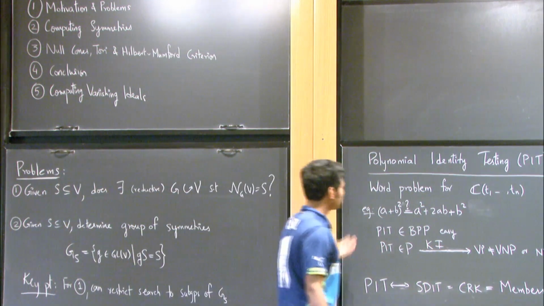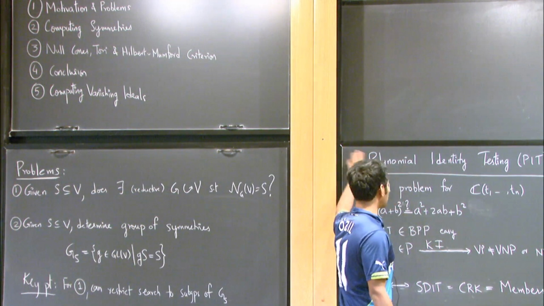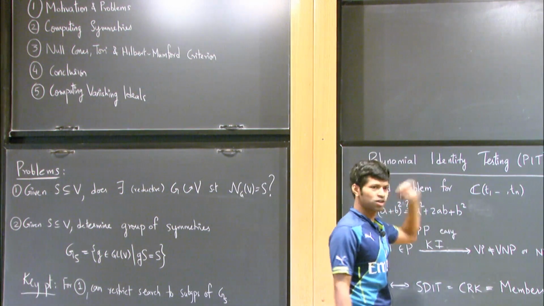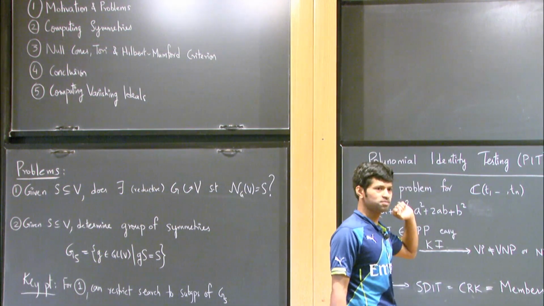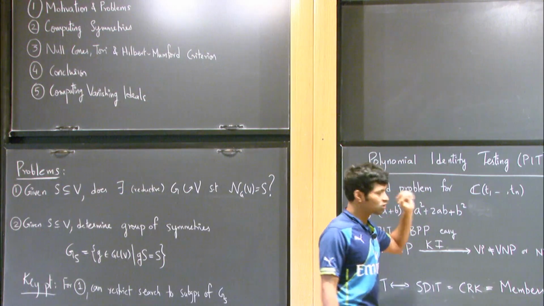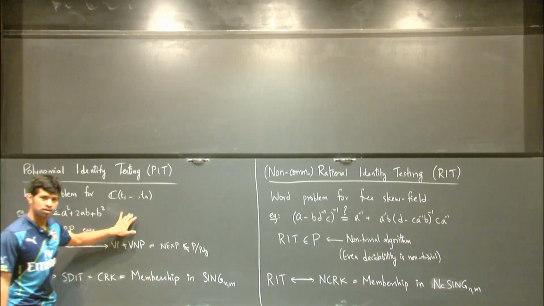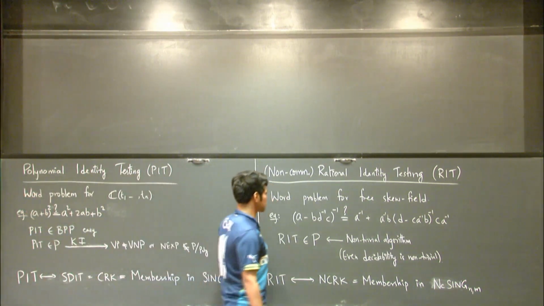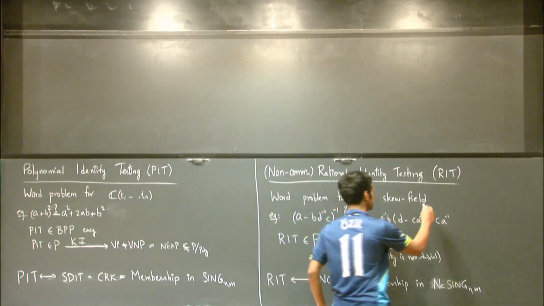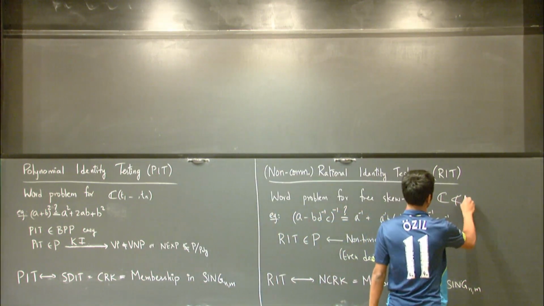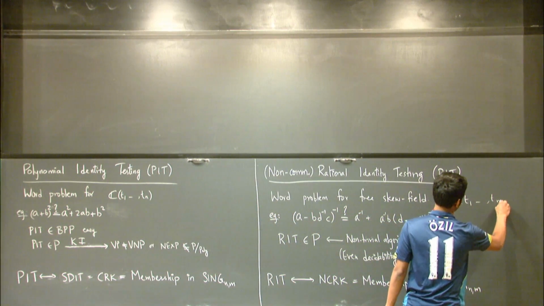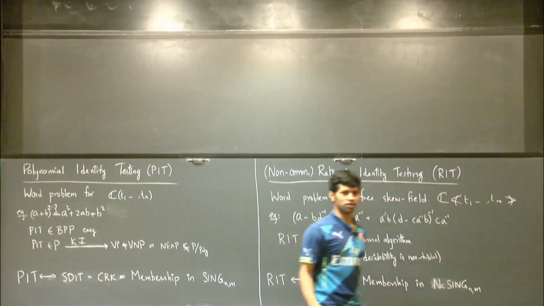Okay. So the motivation starts with these problems of polynomial identity testing and non-commutative rational identity testing. And the stories, the way I've presented them, are going to go sort of parallel. So polynomial identity testing is the word problem for the function field. This rational identity testing is the word problem for the free skew field, which, if you remember from last time, which you don't have to, I denoted in a funny way.